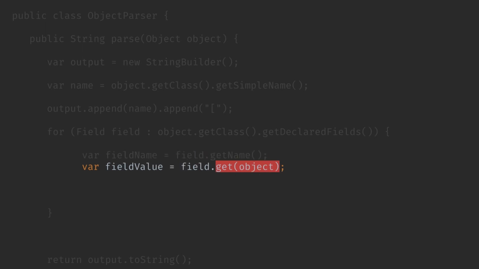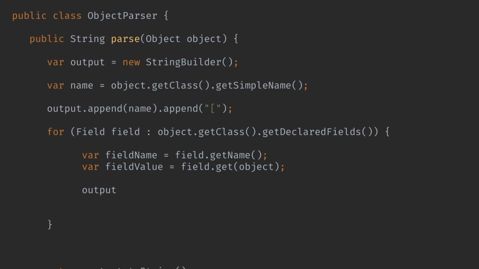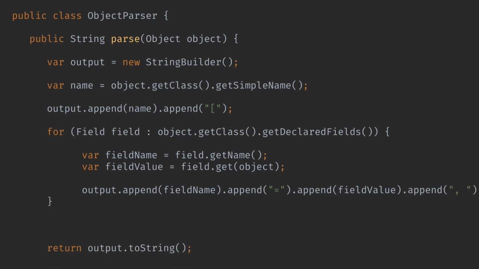The get method in the field object needs to receive the object instance, because the field object does not hold the data, but it knows how to get it from an object that has that field. With this, we can append the name to our output, followed by an equal sign and the field's value, ending with a comma and a space.